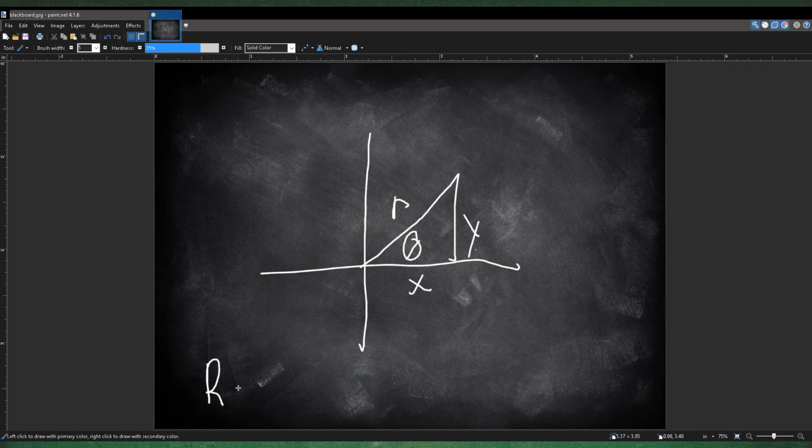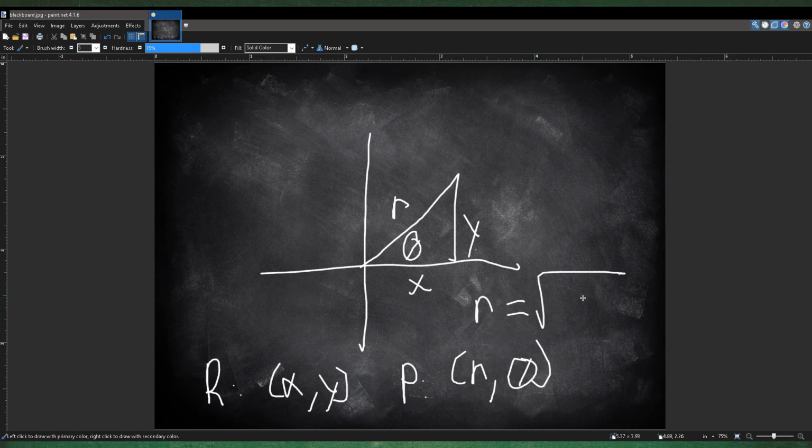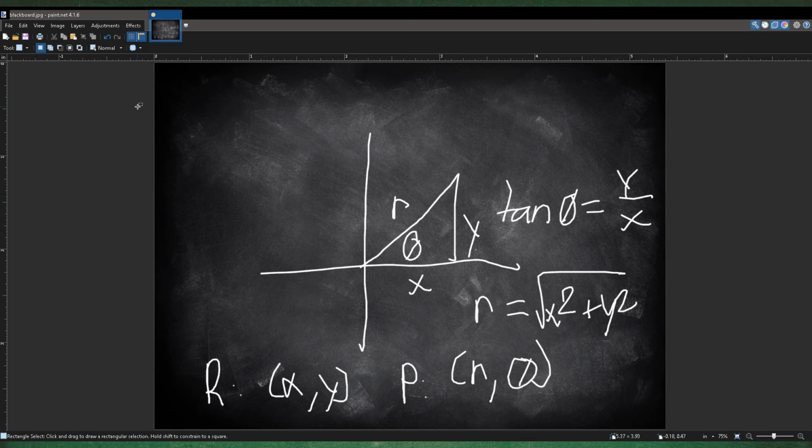So rectangular coordinates are represented by x and y, and polar coordinates are represented by r and theta, which is basically the same thing, where r is the square root of x squared plus y squared, and tangent of theta is equal to y over x. So that's the introduction to polar coordinates.